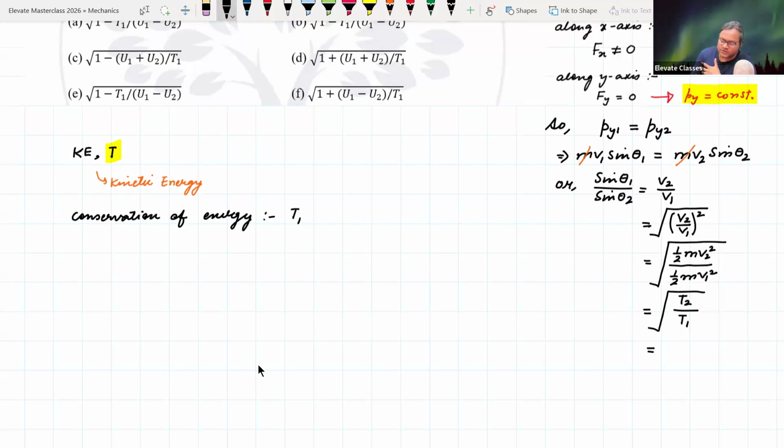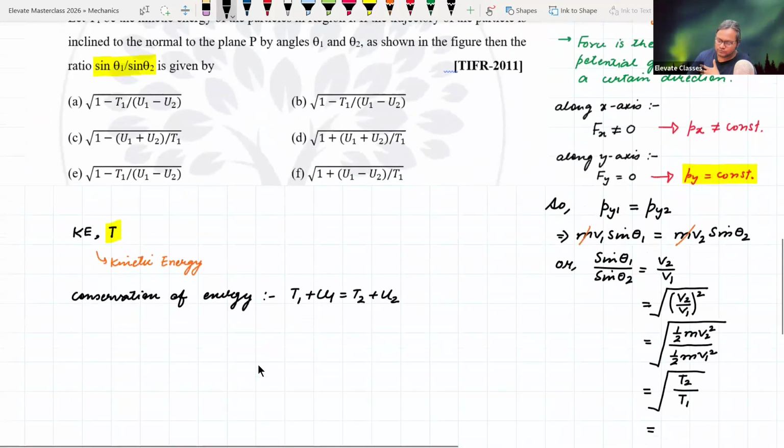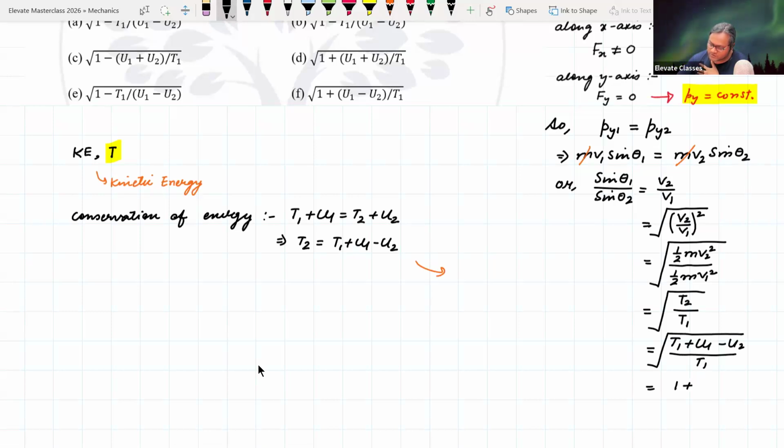Conservation of energy says what? T1 plus U1 is equal to T2 plus U2, right? Total energy T1 plus U1 is equal to T2 plus U2. So this can be rewritten as T2 is equal to T1 plus U1 minus U2, which if I substitute here, gives T2 upon T1 equal to T1 plus U1 minus U2 divided by T1, under the square root. This gives me the square root of 1 plus U1 minus U2 upon T1. That's it. This is your answer: 1 plus U1 minus U2 upon T1, under the square root. The answer is option number F.